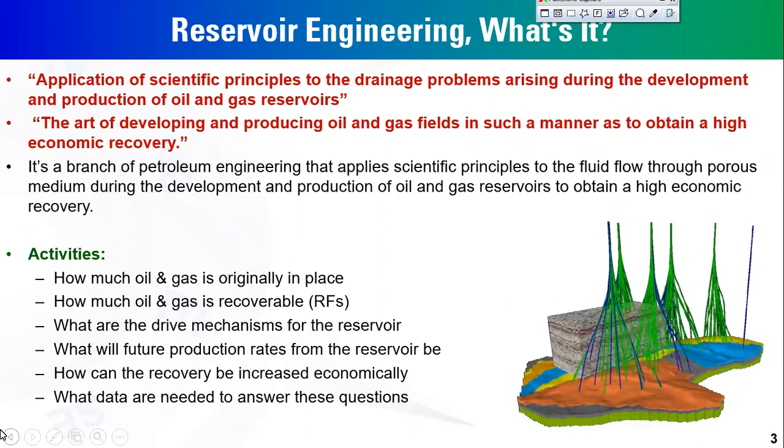So such examples of activities include identifying how much oil and gas is originally in place. PVT data will be used to calculate how much oil or gas is initially in place, how much oil can be recovered based on the recovery factor and the reservoir pressure and driving mechanism and so on. Also how to identify the reservoir driving mechanism and the reservoir energy, how to predict the future production performance and production rates, and how to increase the ultimate recovery based on secondary or tertiary recovery techniques.